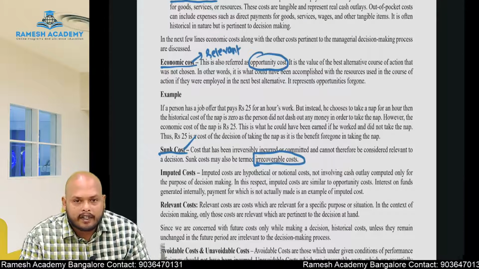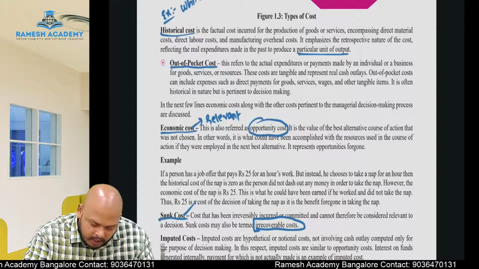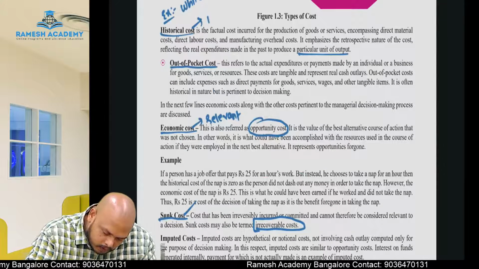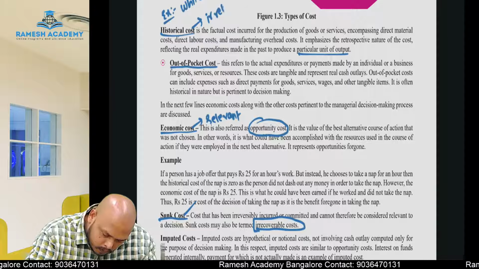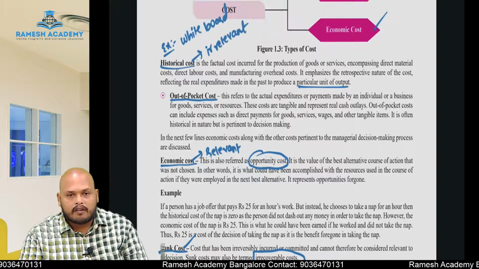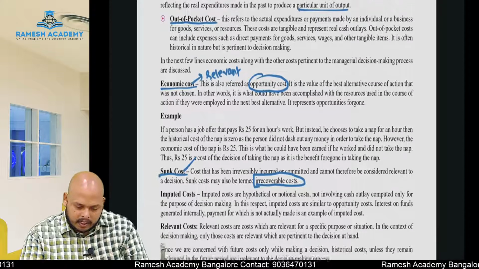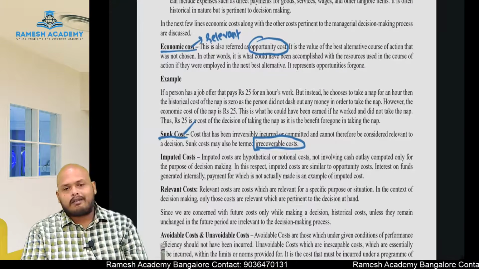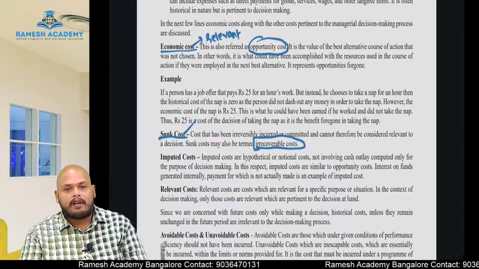Economic cost is relevant for decision making purpose. Historical cost is irrelevant, not relevant, Nana. It is not relevant for decision making purpose. Next, sunk cost. Sunk cost is a cost which cannot be recovered, or is irreversible.